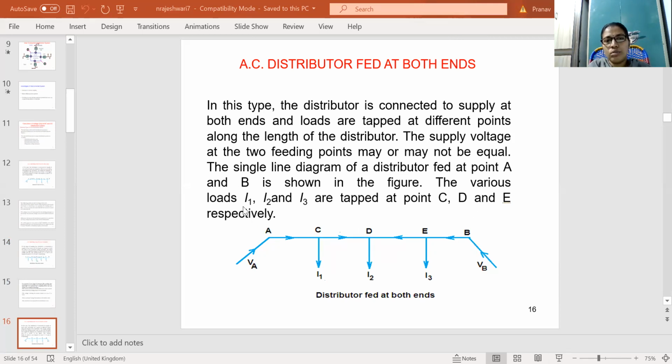The various loads I1, I2, and I3 are tapped at points C, D, and E respectively. These are distributors fed at both ends. So this is A, and this is B. The total AB is a distributor. At both ends the distributor is fed, and C, D, E are the three load points, and I1, I2, I3 are the three currents.